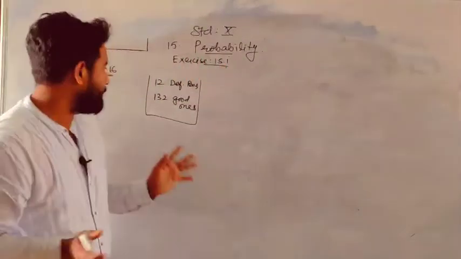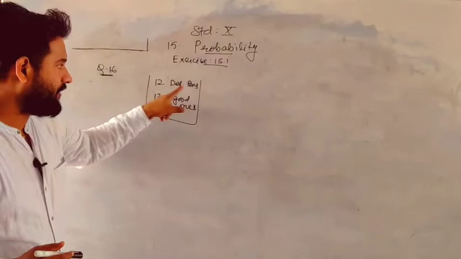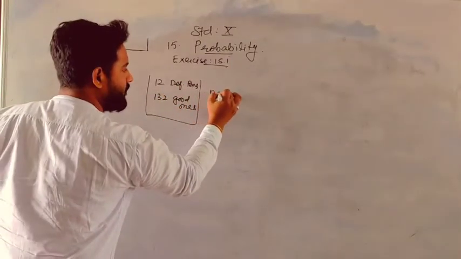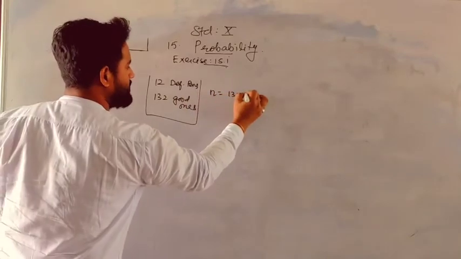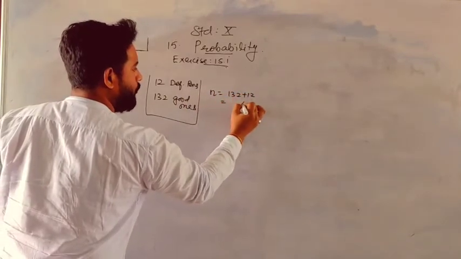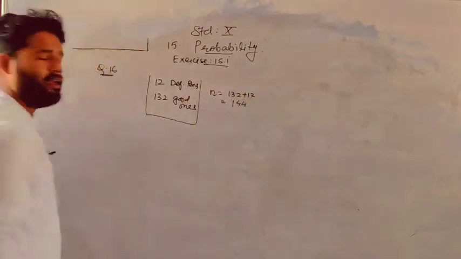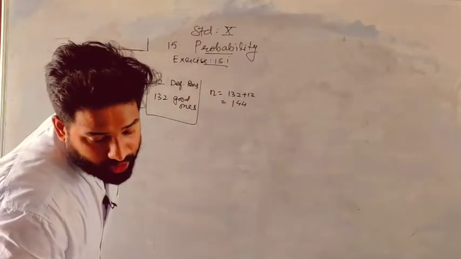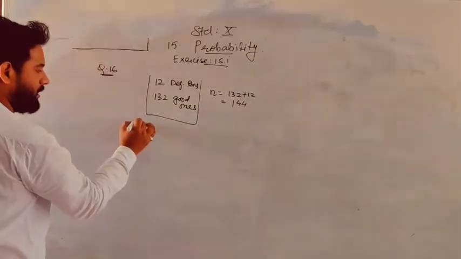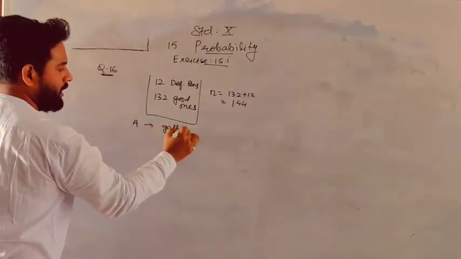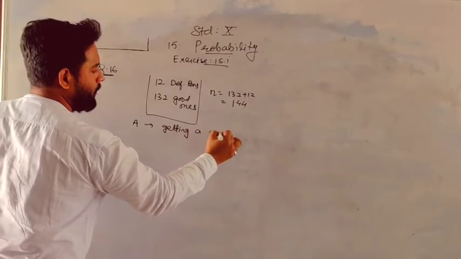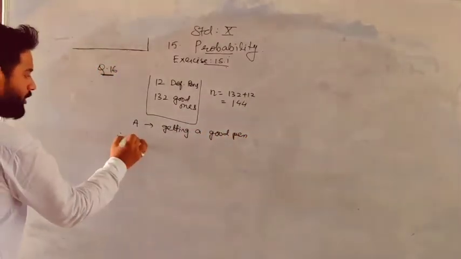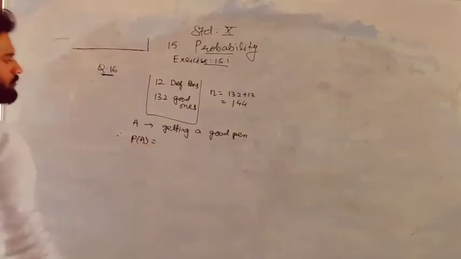Okay, it's quite simple. First of all, if 12 defective pens are there and 132 good ones are there, how many total pens are there? First of all, count it. So 132 plus 12 will give you 144 total pens, right? But they are asking the probability of a good one. Let me take getting a good pen as an event A, and I have to find out the probability of A, P(A). So getting a good one.